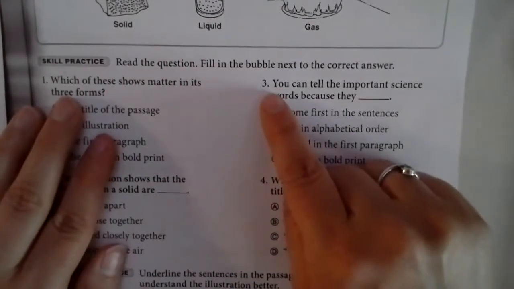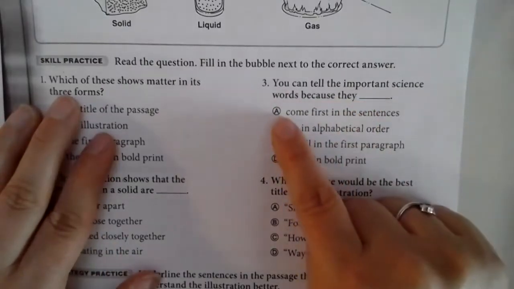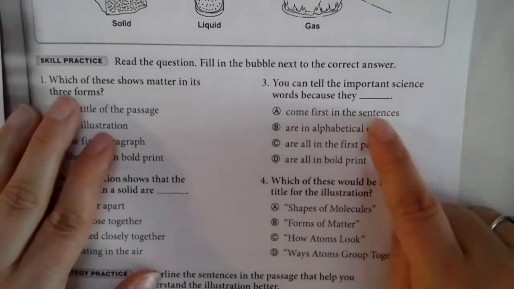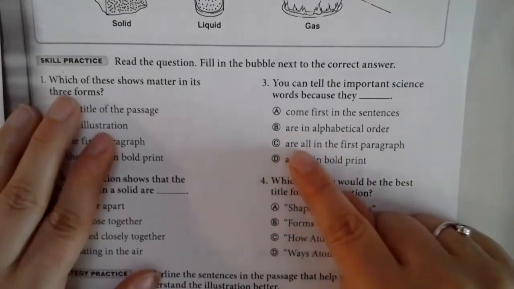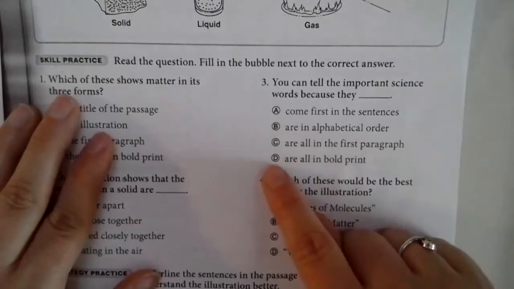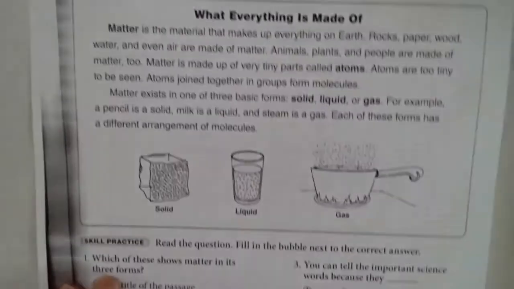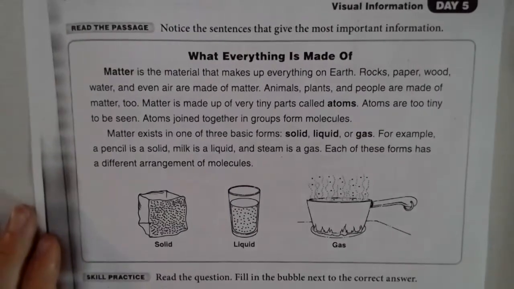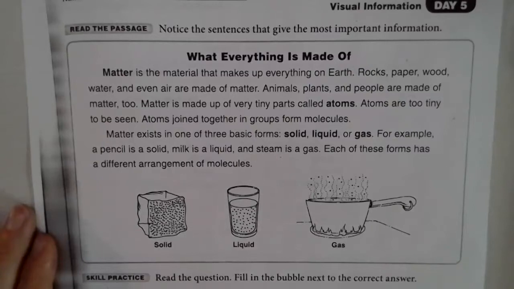Question number 3. You can tell the important science words because they blank. A, come first in the sentences. B, are in alphabetical order. C, are all in the first paragraph. D, are all in bold print. Look back at the passage. How can you tell which are the important science words? Pause the video if you need more time.